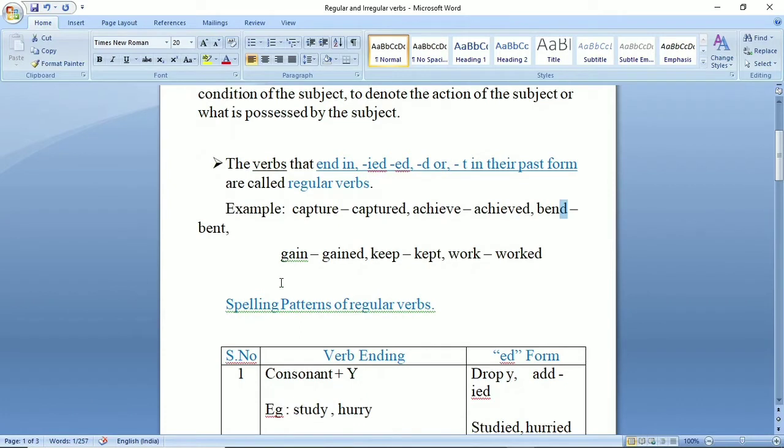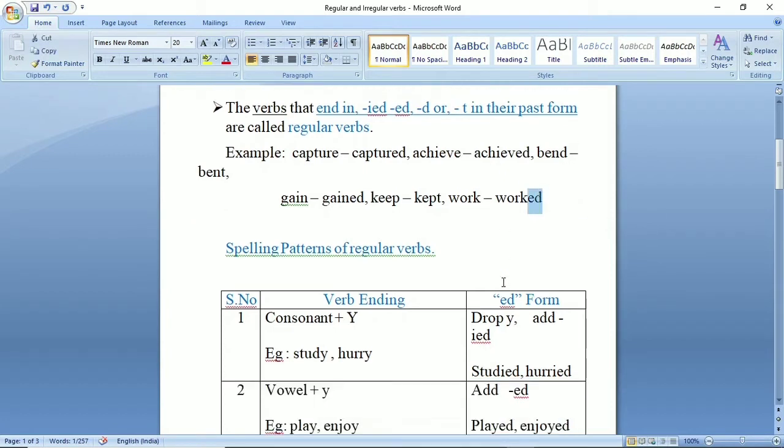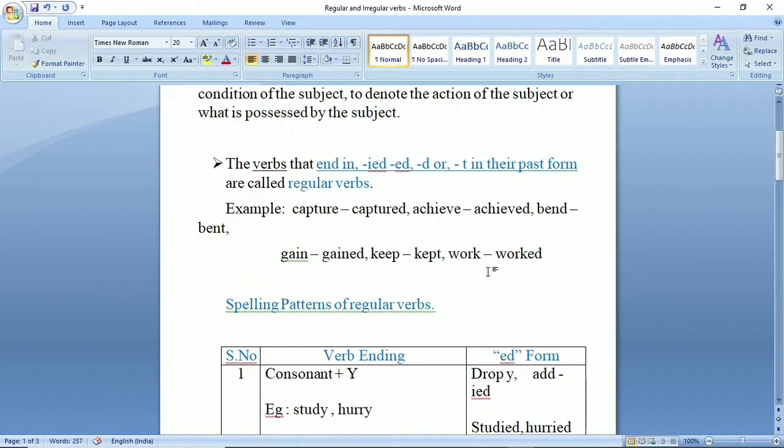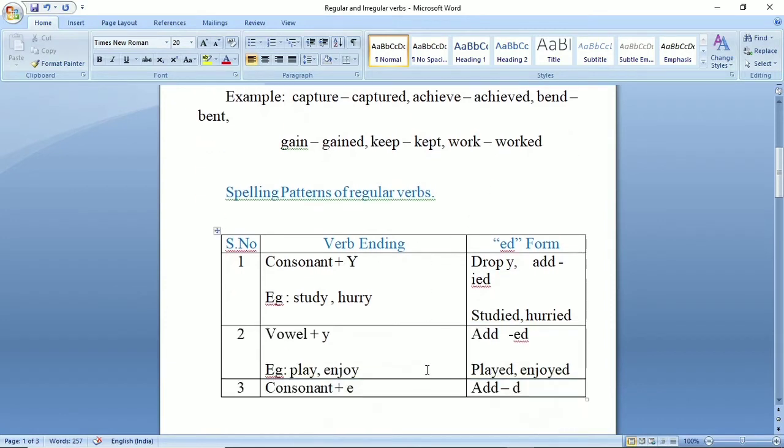Some more examples. Gain, you added ed. It has become gained. Keep, you added t and removed one e. Keep, kept. Kept is the past form of the main verb keep. In the same way, work, we added ed and it has become, in the past form, worked, right? Now students, where you are going to put ied, ed, d or t, there are some rules for it. Let us see them one by one.